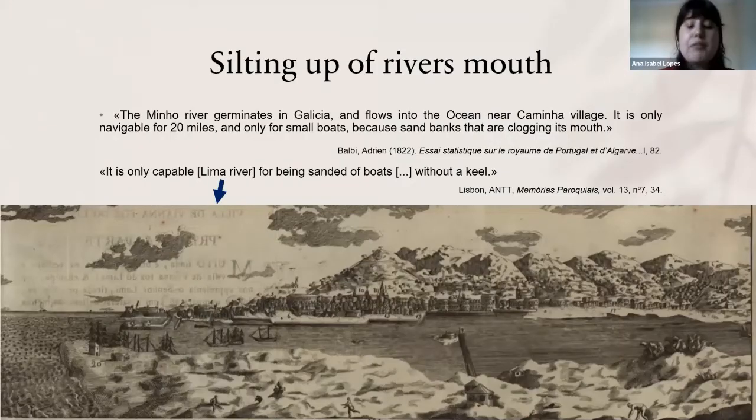The most visible effect of the occurrence of drift sands is the silting up of river courses by sands and stones. The mouths of the Minho, Lima, and Cabo de rivers were all silted and were unable to accommodate vessels with a large draft. For this reason, the rivers only allow caravels, keelless boats, or small boats.